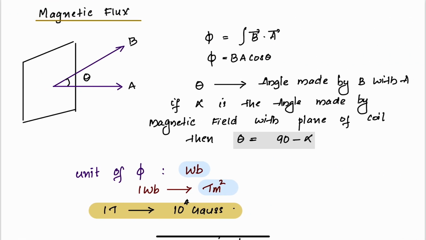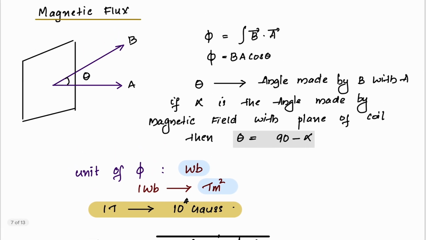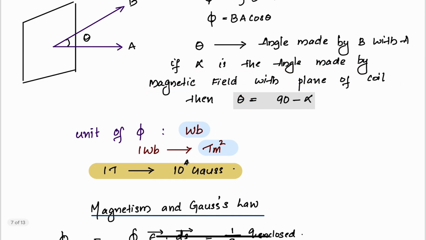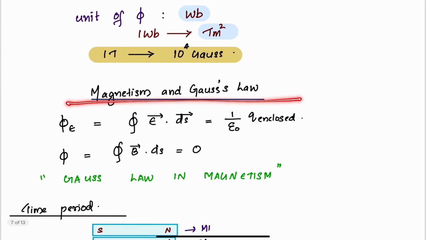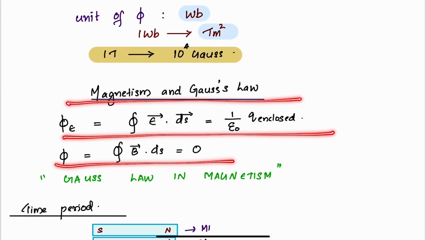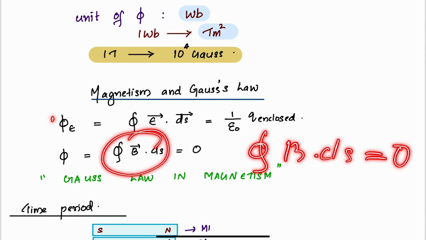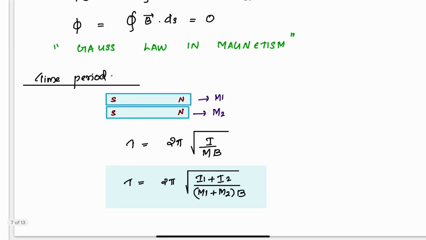Magnetic flux is equal to BA cos theta, where theta is the angle made by B with the area vector A. If alpha is the angle made by the magnetic field with the plane of the coil, then theta is 90 minus alpha. Closed surface integral of B dot ds is 0, whereas E dot ds is 1 by epsilon 0 times Q enclosed.